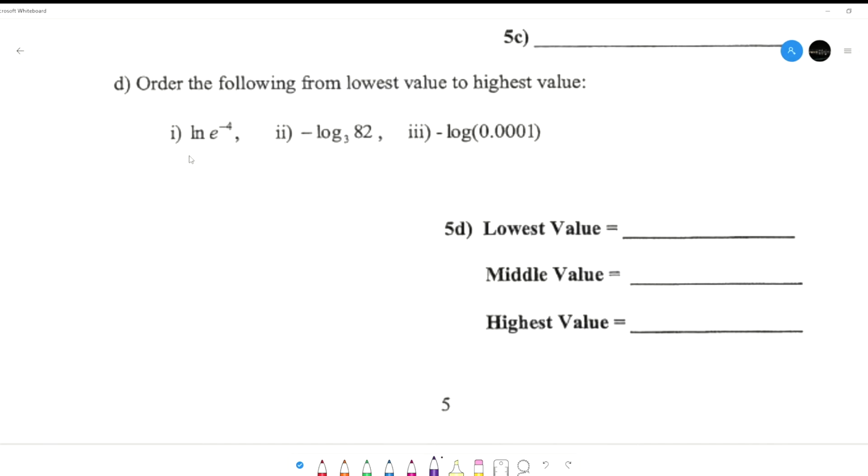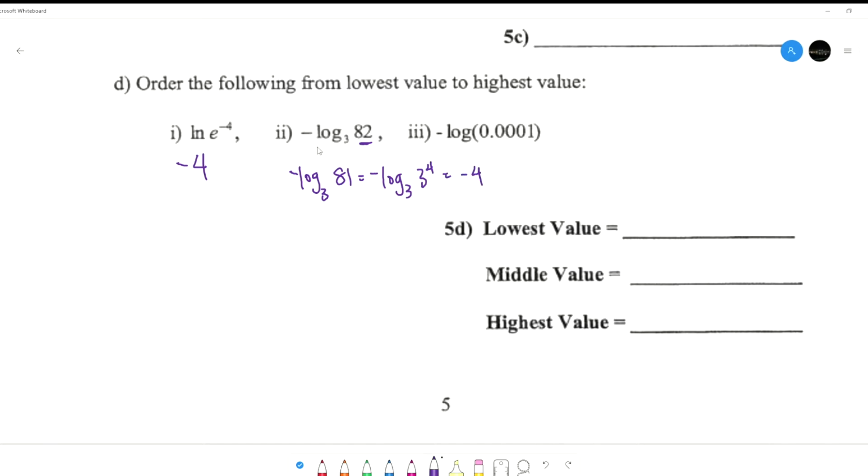Okay, so I know ln of e to the -4th is equal to just -4, right? And then how do we know what this is? Negative log base 3 of 82. So I don't know what it is, but I can compare it to something I do know. I can compare it to negative log base 3 of 81, right? Which is negative log base 3 to the 4th, which is equal to -4.